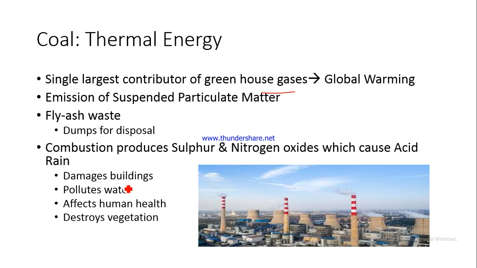Acid rain may cause irritation in your eyes, it may cause skin problems. So acid rain is also damaging to human health, as well as to the floral population of a particular place, the vegetation in a particular place. This is why governments are planning to switch from thermal energy to less polluting sources of energy, like renewable energy sources.